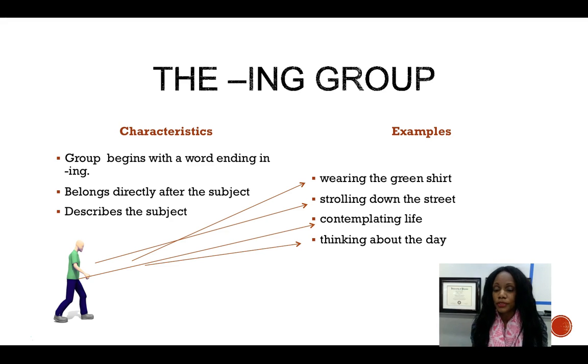Here are some examples. If you look at this image, you'll see Michael once again. In this case, he's wearing the green shirt. We're describing him. We're not sure who he is. If there's a group of people, he's the one wearing the green shirt. He might be the one strolling down the street. He's not the one standing on the corner, but he's strolling down the street. He's contemplating life. He's thinking about the day. There's a lot of different things that you could say to describe Michael. Remember, all of these phrases are going to go directly after your subject.